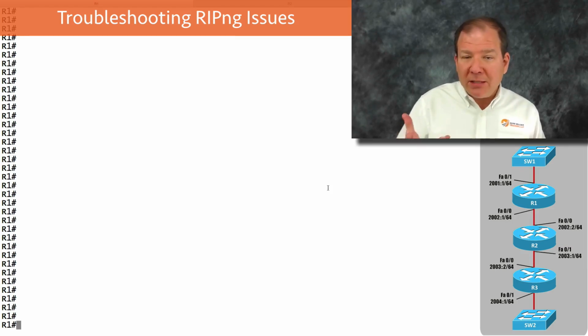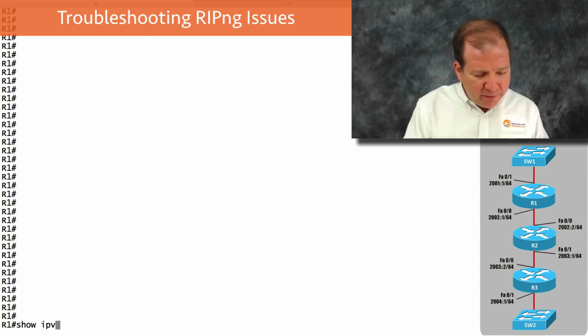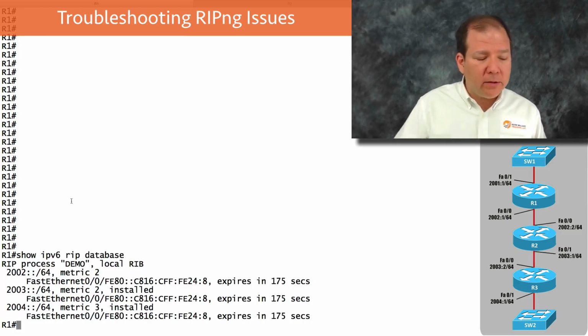But for the most part, it's the same set of issues that we're thinking about, and I want to show you a few show commands that we can use to get some information. First, let's take a look at what the router has learned via RIP. We can peer into the RIP database with this command. We can say, show IPv6 RIP database. And these are the routes that RIP knows about. It knows about 3 different networks.